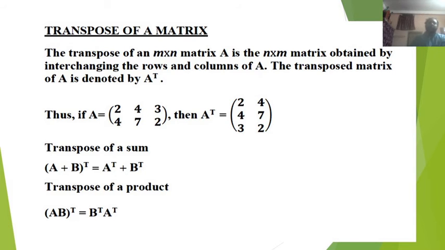Transpose of a sum has some properties. (A plus B) whole T is equal to A^T plus B^T. You can verify that. Transpose of a product, (AB) whole T is equal to B^T A^T. This can be defined later.